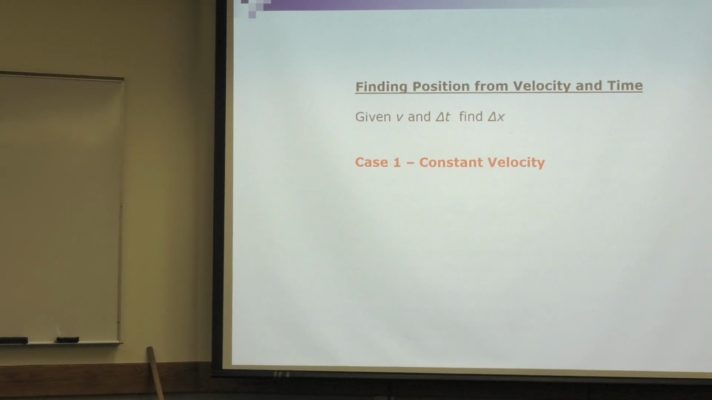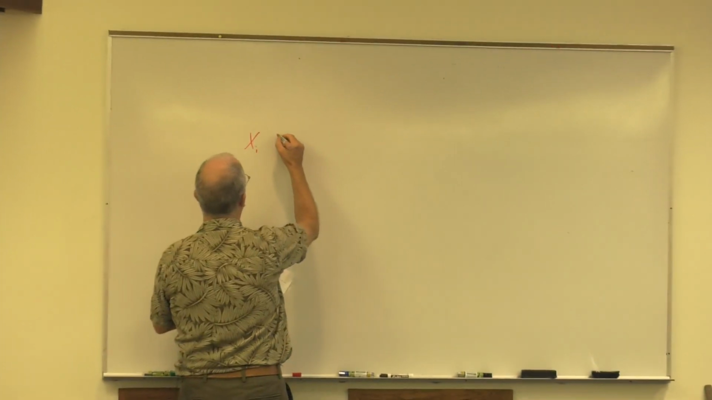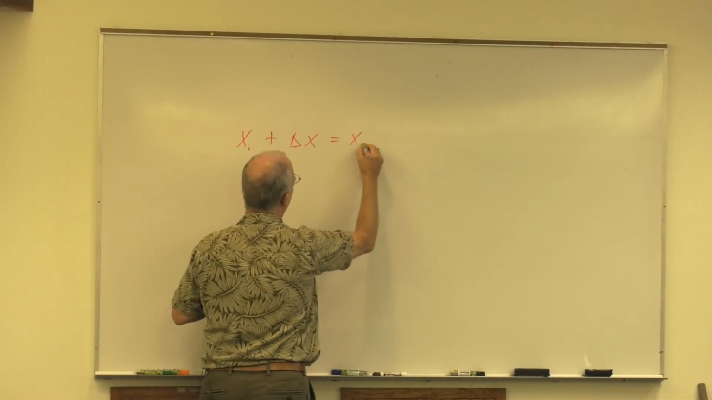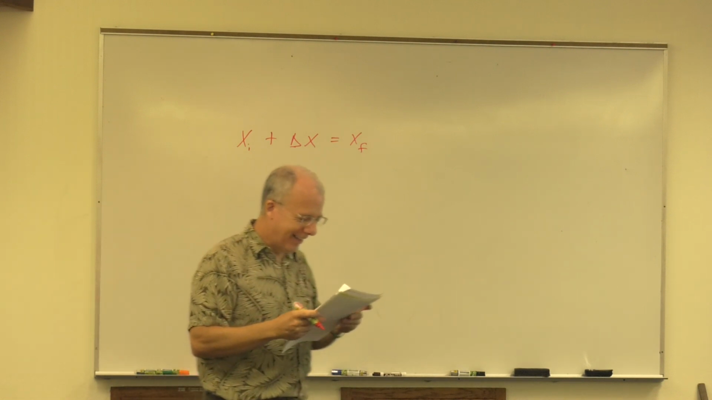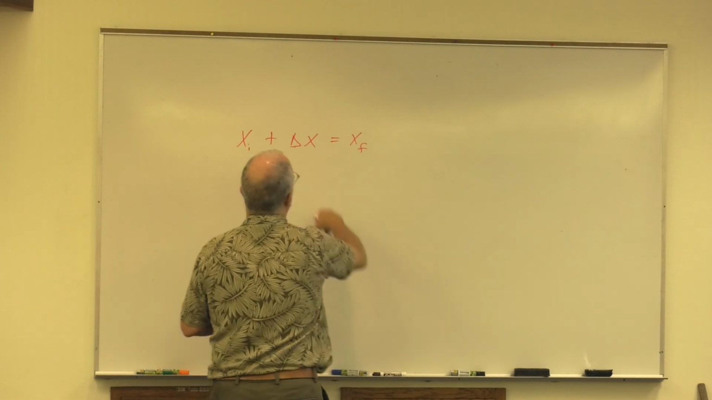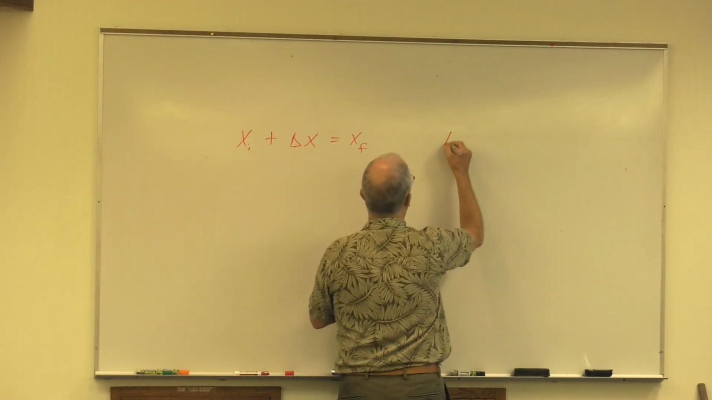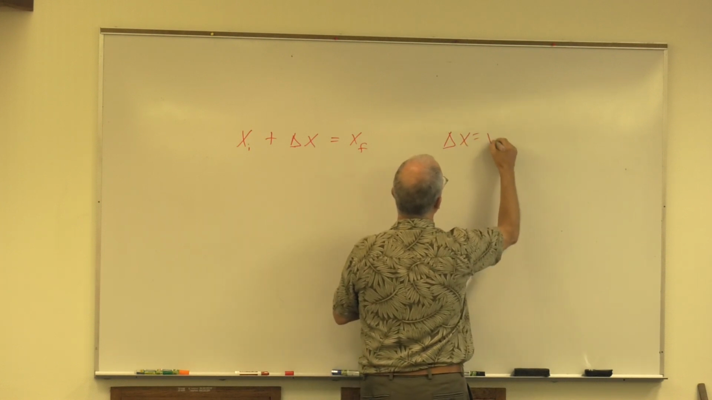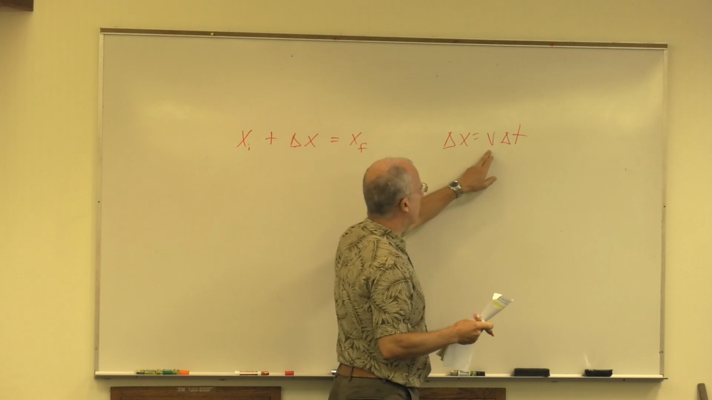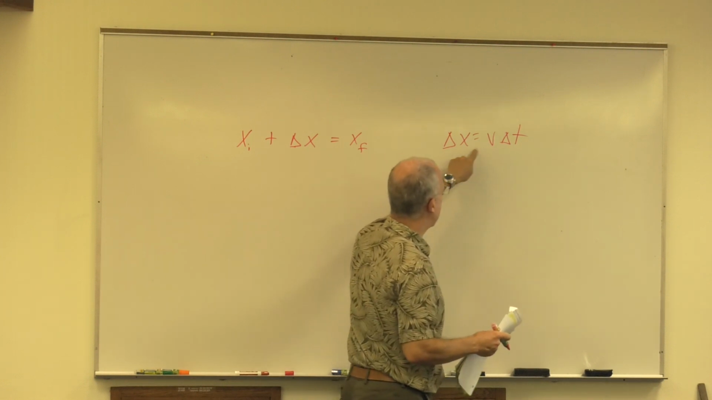So we start somewhere, x initial, then we move, and then we end up somewhere else. Kind of makes sense, right? Now, what's delta x? Remember, distance equals speed times time. So delta x is just velocity times delta t. Look at the units: meters equals meters per second times seconds. The seconds cancel, you get meters. Distance equals speed times time.